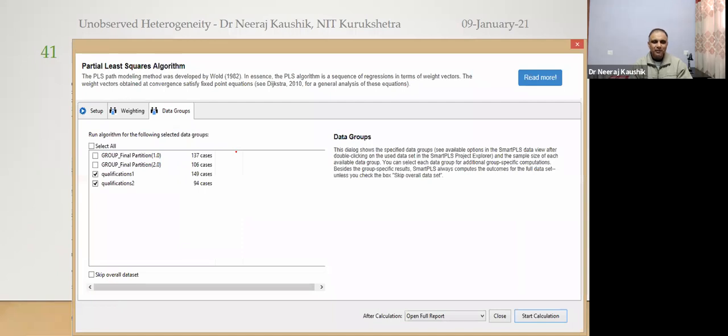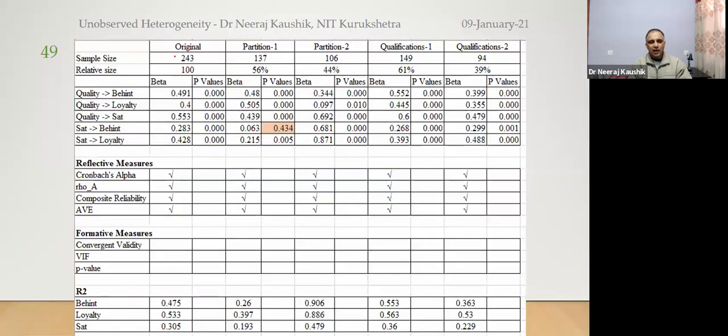So I made this complete table here, and in that table, this is the original data out of 243. If I go for partition 1 with 137, and if I go for partition 2, how many people are there? 137 and 146, 56% and 44%. Look, the relationships are almost significant. Are they exactly the same? Here, 0.48, 0.34. Check it out. I want you to check this. This is just amazing.